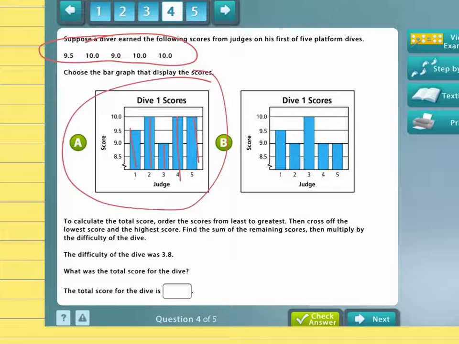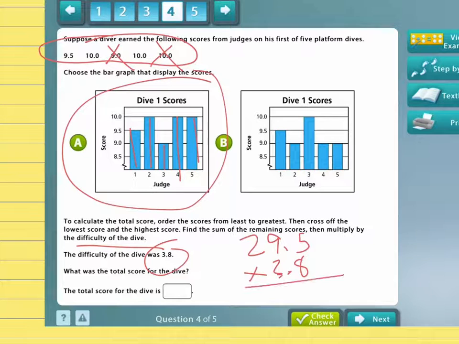To calculate the total score, you order them from least to greatest, then cross off the lowest score and the highest score, find the sum, and then multiply by the difficulty. So we're going to cross off the lowest and the highest. We're going to get rid of the 9, and we're going to get rid of the 10. We add up those numbers, and that will be 29.5. Then we multiply by the degree of difficulty, in this case 3.8. So we go to Decimal Island. We multiply that out, and we bring back the decimals. And here is the answer.